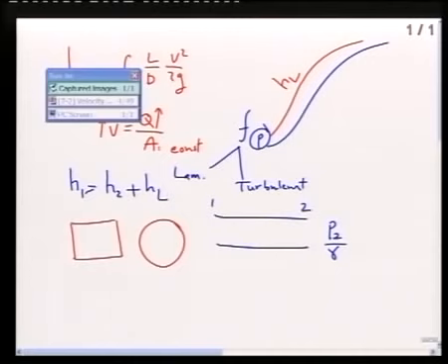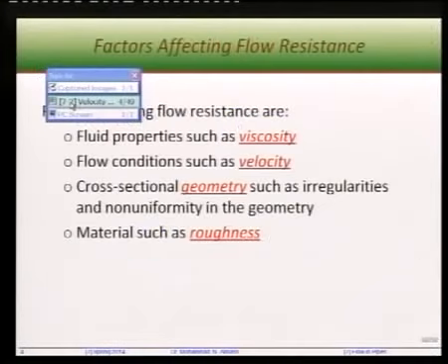Or you can imagine geometry like that, in terms of the size. So this is 1 and this is 2. Head loss in case 1 is larger than head loss in case 2. So there are lots of things like that. And the last thing is the material of the pipe itself, or the roughness, and this is what is hidden in the term f in the equation that we already wrote.